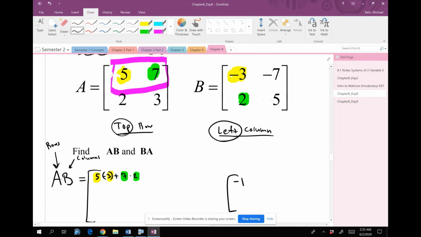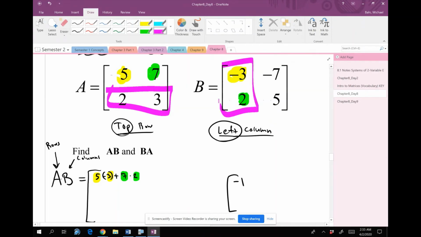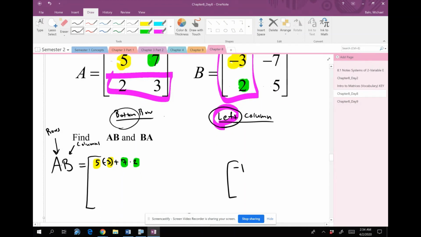Now we can move on to the next part. If you wanted to, you can even do the second row and the second column, or the second row and the first column. The order doesn't matter. What matters is where these go in your final answer. So let's do this. I'm doing the bottom row of this matrix this time, and I'm going to stick with the left column of matrix B. You don't have to write down which parts you're doing. You can just go straight to this part.